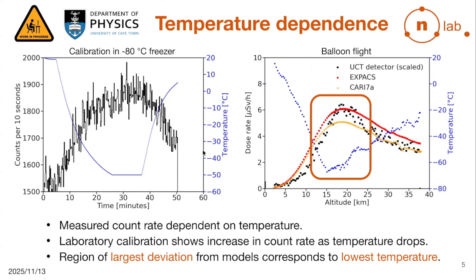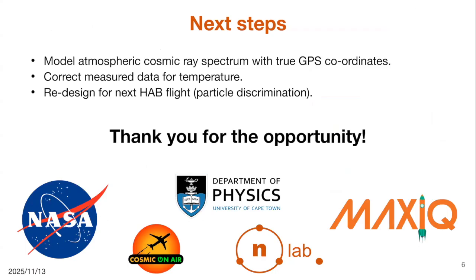That's it for now. I'm not sure how much time I've used, but our next few steps are looking at getting the right GPS coordinates, including the drift in our simulation, correcting for temperature, and then we're busy designing, hopefully for the next high altitude balloon flight or other experiments, a detector that can discriminate between different particles. And this will allow us to better understand in our simulation which things are contributing to what.